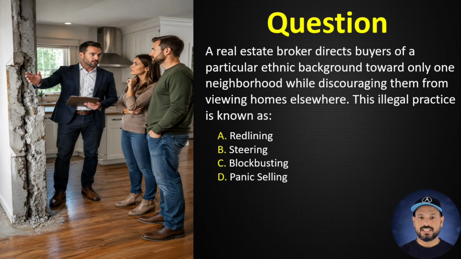Question number 17. A real estate broker directs buyers of a particular ethnic background toward only one neighborhood while discouraging them from viewing homes elsewhere. This illegal practice is known as: A. Redlining, B. Steering, C. Blockbusting, D. Panic selling. Correct answer B. Steering. Steering illegally directs buyers toward or away from neighborhoods based on protected characteristics.